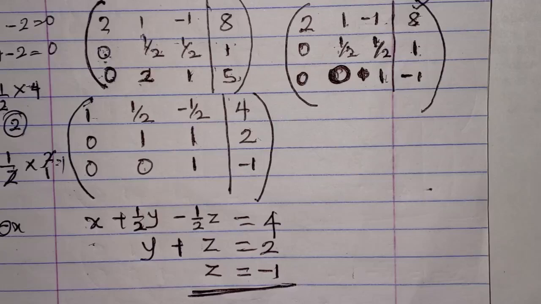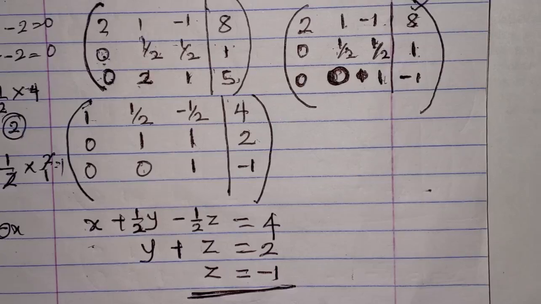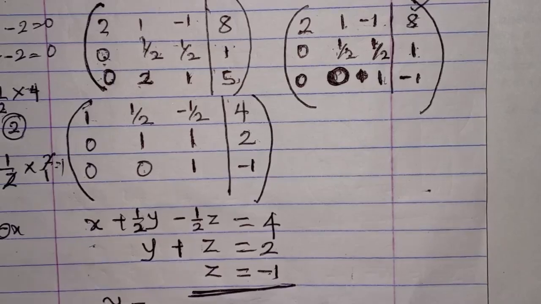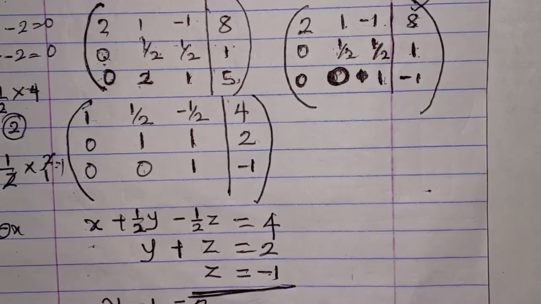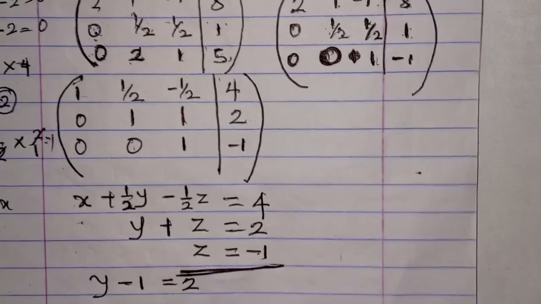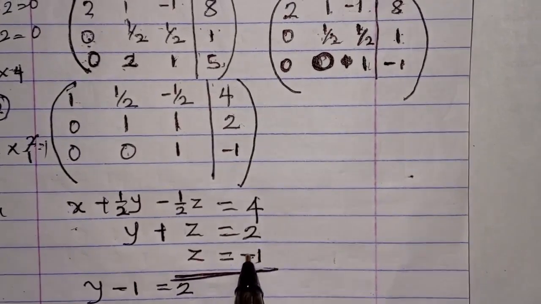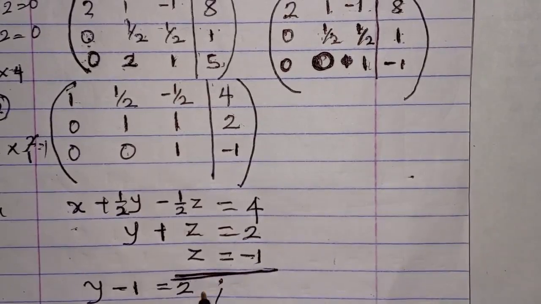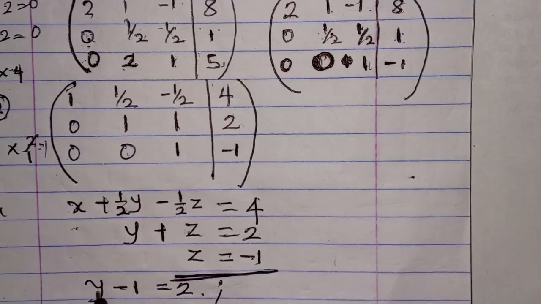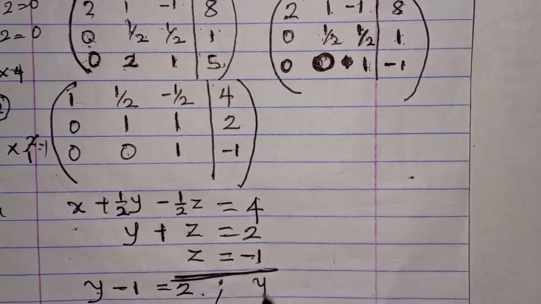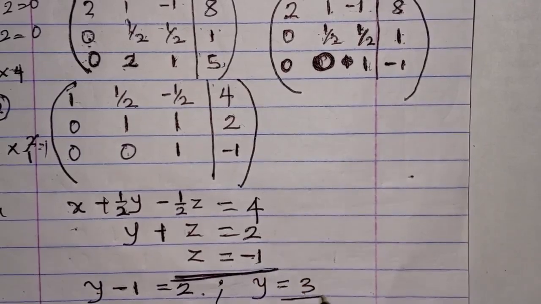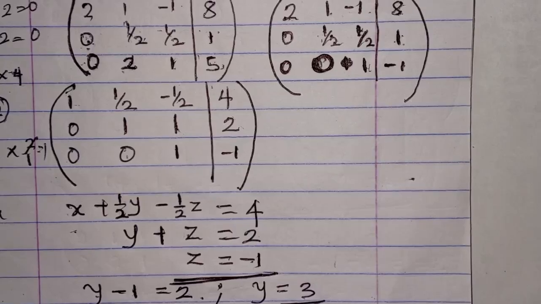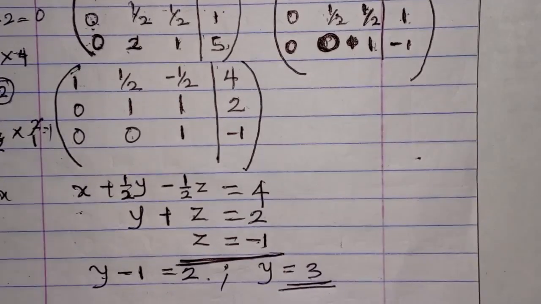I now need to determine the value of x and y. If I place minus 1 for z in equation 2 here, means that y minus 1 is equal to 2, right? Yes. I'm writing minus 1 for z here. And so if I collect like terms, minus 1 will cross to this side and turn to a plus 1. So I'm having y equal to 2 plus 1. That means y is equal to 3. So y is 3, z is minus 1. What is x?